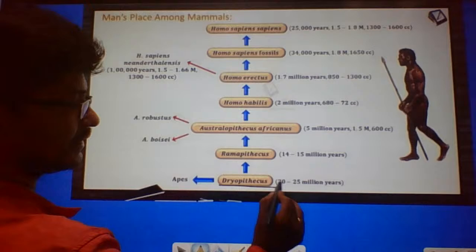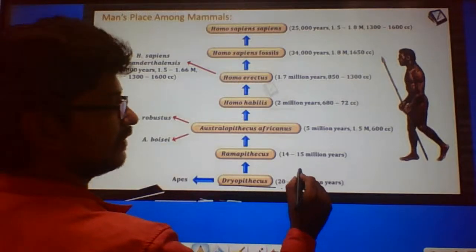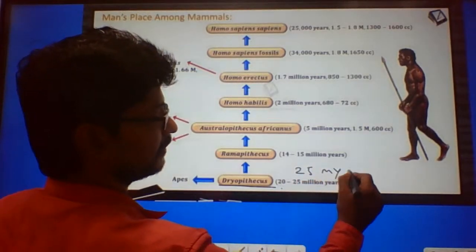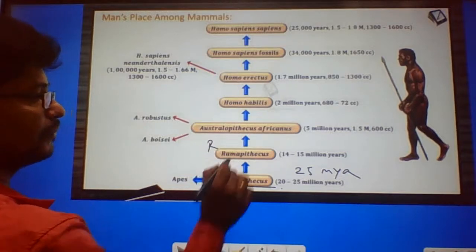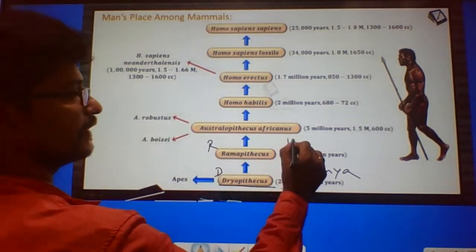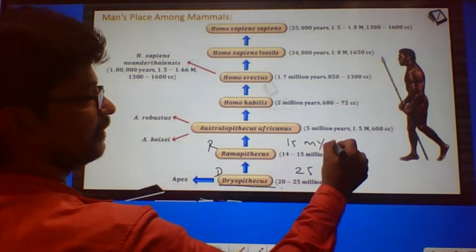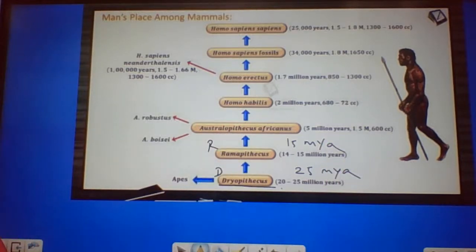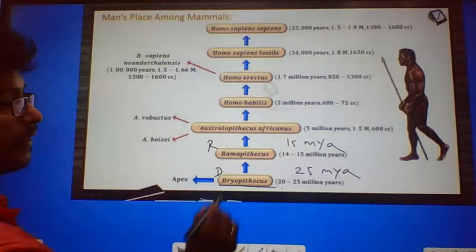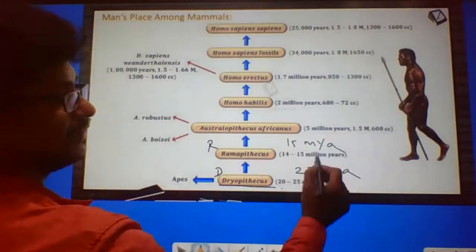So Dryopithecus, 20 to 25 million years ago. Then comes Dryopithecus first, then Ramapithecus. Ramapithecus is approximately 15 million years ago. After that, you could see Australopithecus, 5 million years ago.